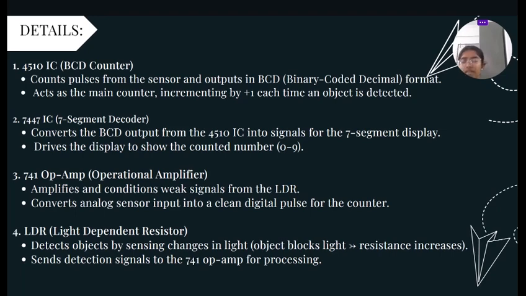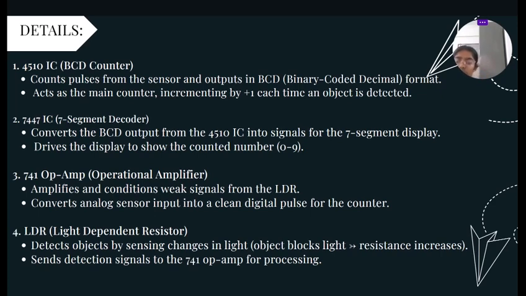Second is the 7447 IC, 7 segment decoder. It converts the BCD output from the 4510 IC into signals for the 7 segment display. It drives the display to show the counted number from 0 to 9.